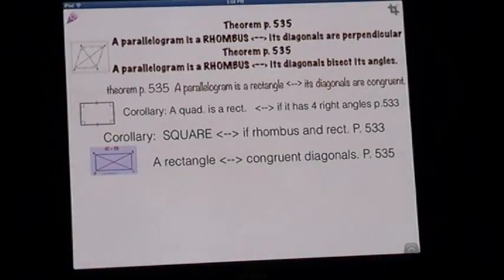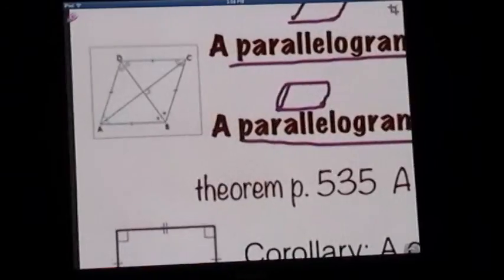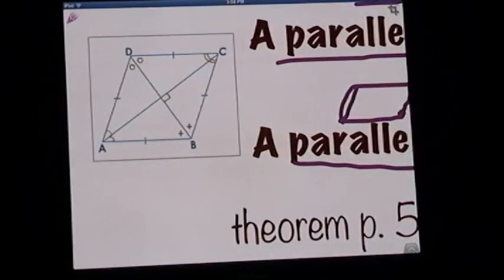Okay, theorems on page 533 and 535. A parallelogram is a rhombus if its diagonals are perpendicular, and a parallelogram is a rhombus if its diagonals bisect its angles. Now it's very important for you to use the phrase "a parallelogram is a rhombus," because there are other figures that are not parallelograms that have diagonals that bisect each other, bisect some angles, or have perpendicular diagonals. And here's a picture of that. I've included both of those items on the picture.